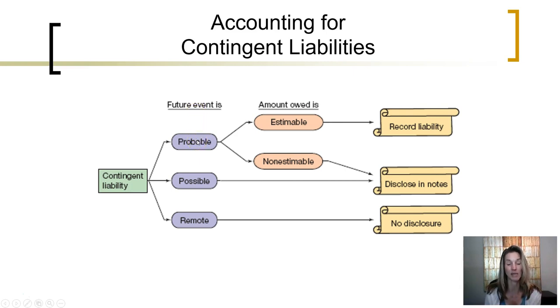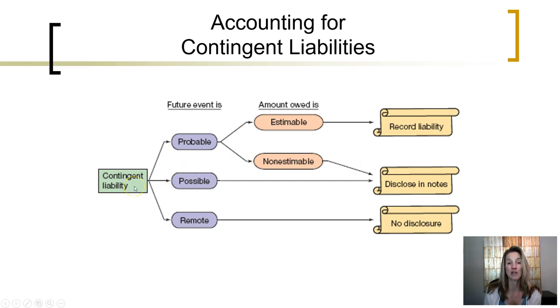However, if the contingent liability is probable, in other words, it's probable that the lawsuit will be brought against the company, but the amount that is going to arise due to the lawsuit cannot be reasonably estimated. Because it cannot be estimated, there's really no way to record a liability. So generally accepted accounting principles require us to disclose the contingent liability in the notes to the financial statements.